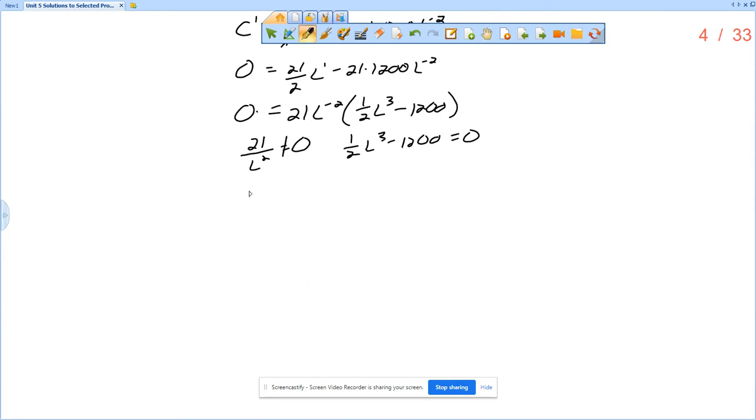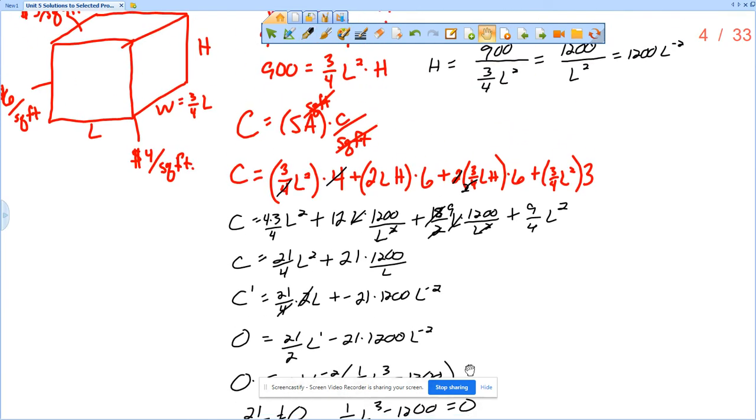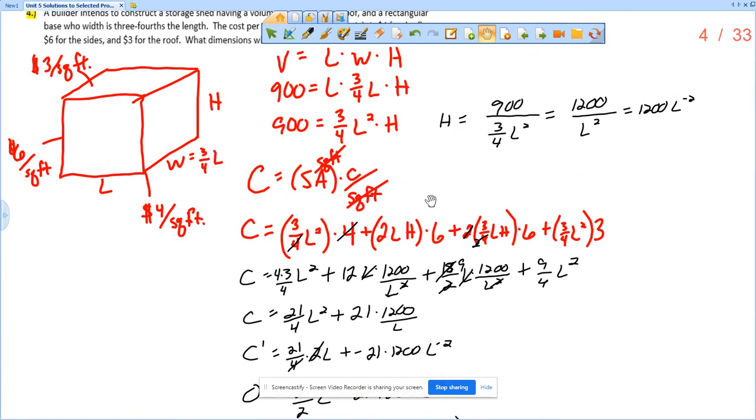But of course, L equals 0 makes C prime undefined. All right, but of course, we know that that is not going to be our answer because when we look at this original problem, L can certainly not be 0, right? Because if L was 0, then this thing would be 0 wide by 0 deep and then infinitely tall, basically. And so that is not our answer.